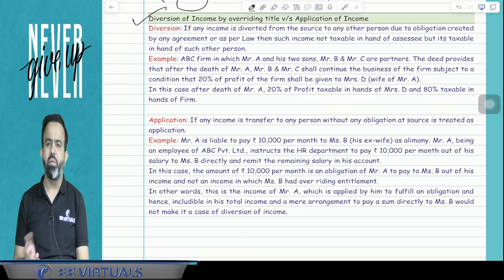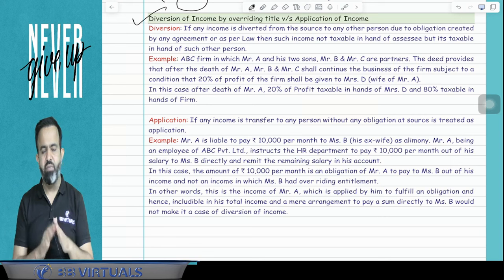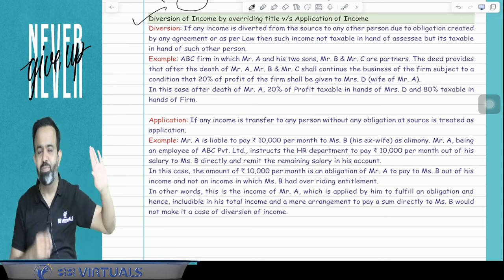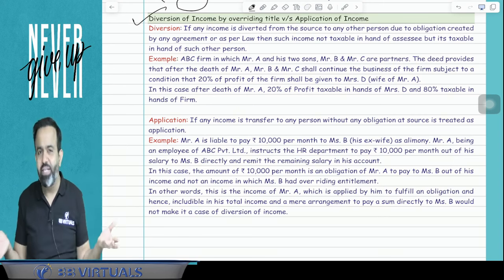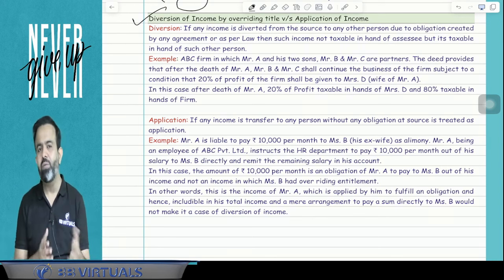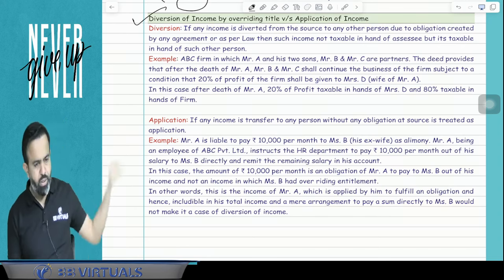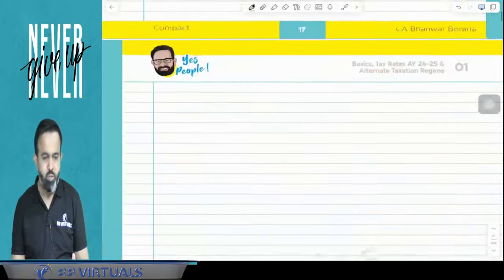And one is the application of income. Application of income is very simple. Application of income means, suppose you got the income and after that you applied it somewhere or you have given it to someone else, where there is no obligation created by law. Then in that particular case it is application of income, and your gross income will be taxable in your hand only. Done. There are two examples given; if you read the examples, you will be able to understand.